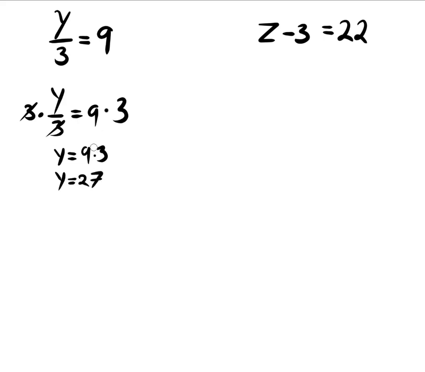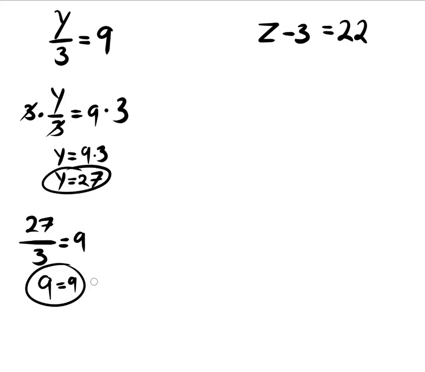Now, once again, don't take my word for it. You can plug it in here and see. So here I have 27 divided by 3 is equal to 9. What I've done is I just plugged my 27 in for the y. That's why the 27 is up here. 27 divided by 3 is equal to 9. And if I do 27 divided by 3, I get 9 is equal to 9. And what that tells me is that this is the right answer. This just tells me that I was successful, that my check worked, right?